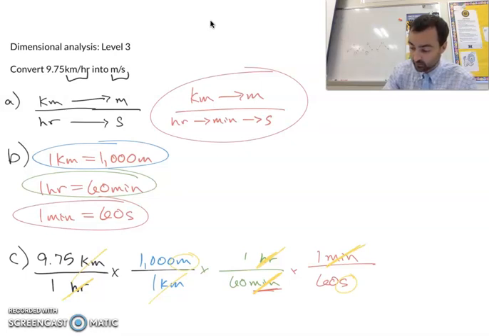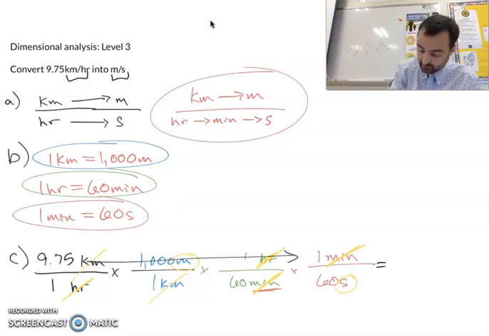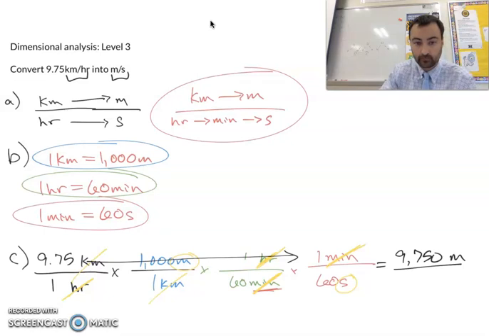So then you take your numerator and you multiply across the top. So 9.75 times 1,000 times 1,000 is 9,750,000. And then the only units on the top are meters. On the bottom, you have 1 hour times 1. Well, the hours are gone. So 1 times 60 times 60. And the units in the denominator that remain are seconds. So you end up with, if you did this on a calculator, 3,600 seconds.